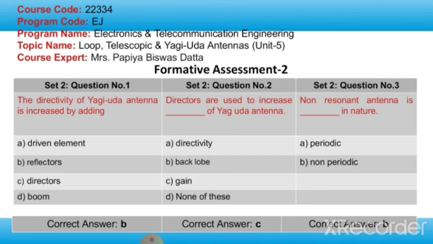I hope you got the answer. So the directivity of the Yagi-Uda antenna is increased by adding the directors. Directors are used to increase the gain of the Yagi-Uda antenna, and a non-resonant antenna is non-periodic in nature. So these are the answers.